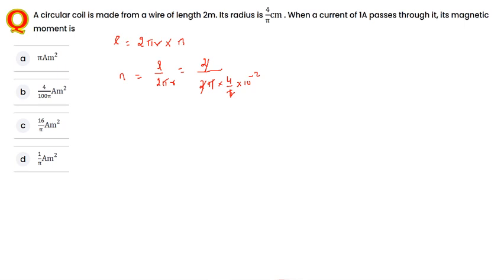See this one, in this case what I am going to mention here is 10 power minus 2 in the numerator, it will become 10 power 2. 10 power 2 here is 100. 100 divided by 4 here is 25. So in this case n is equal to 25, the number of turns.